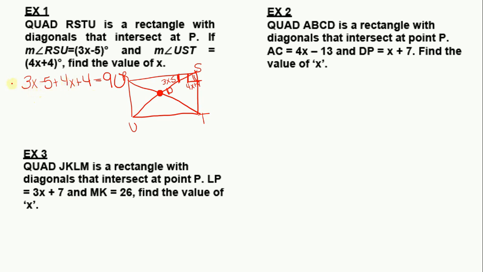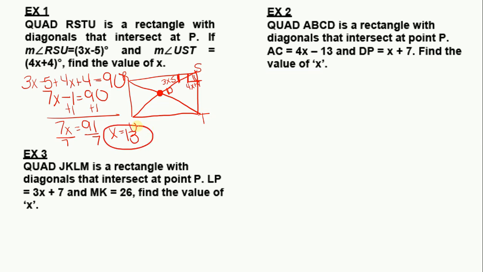So let's add together. I get 7x minus 1 equals 90. So it looks like I need to add 1 to get x alone, then divide by 7. So x equals 91 divided by 7. Let me do that on my calculator really quick. 13. x is 13.